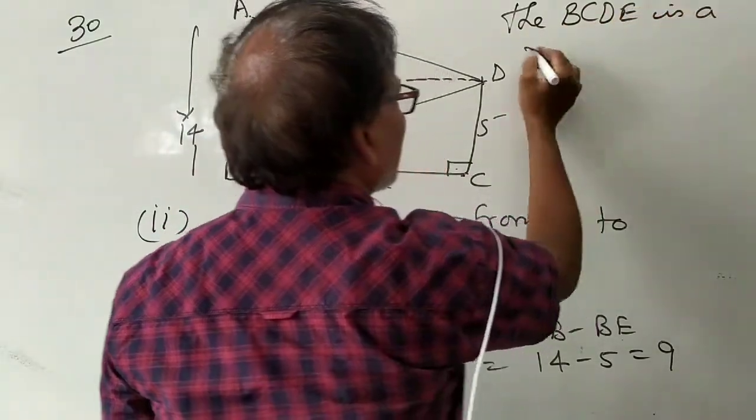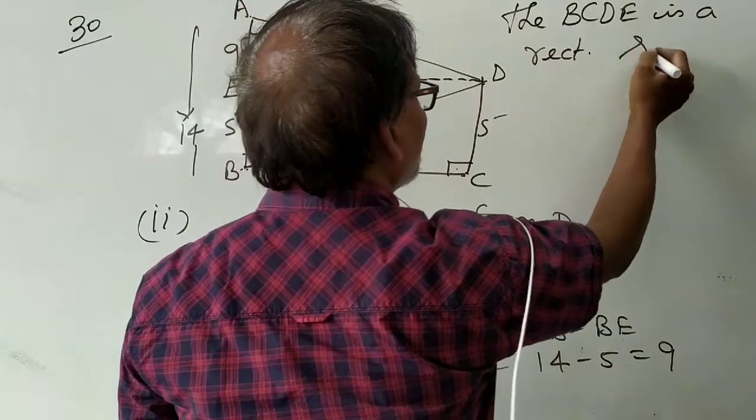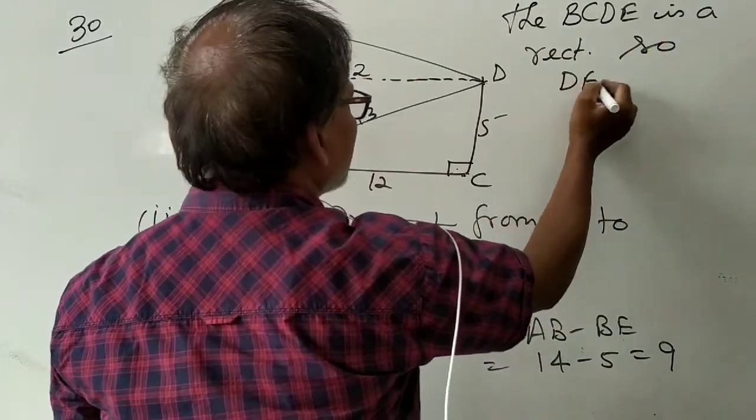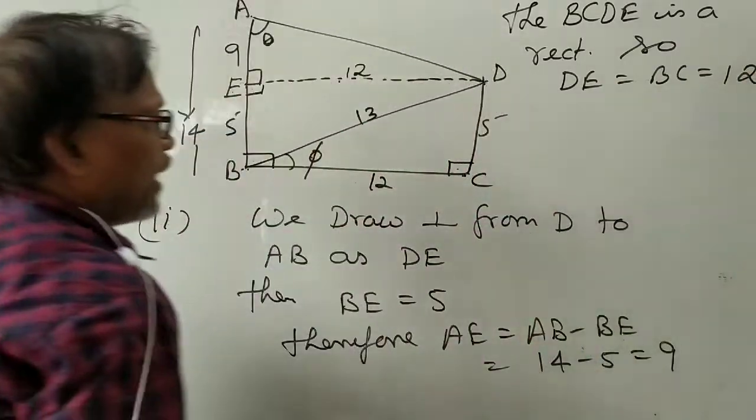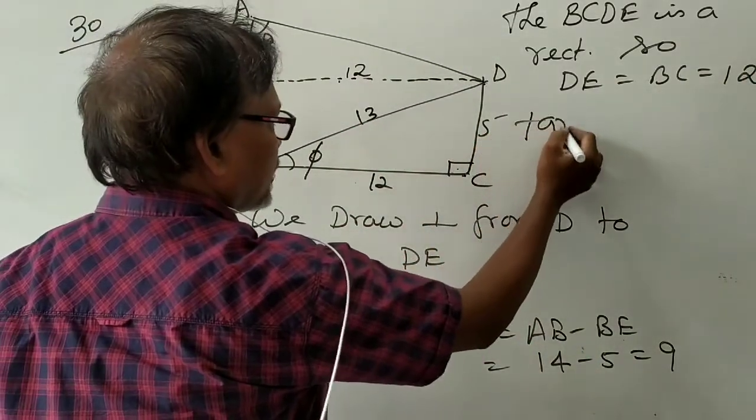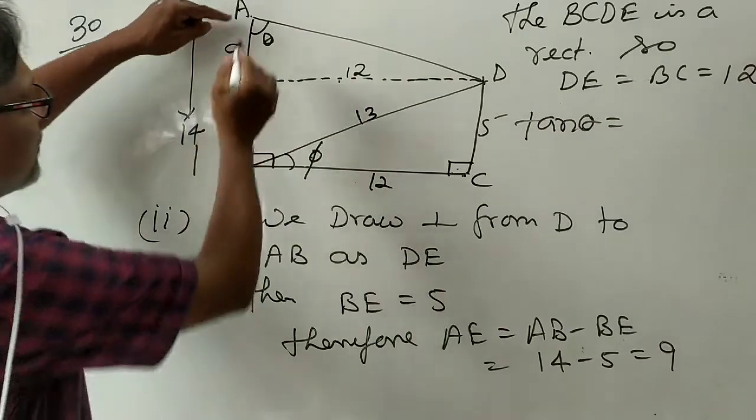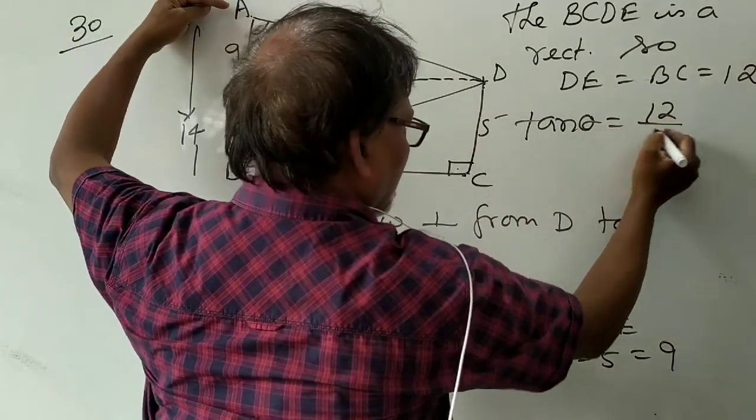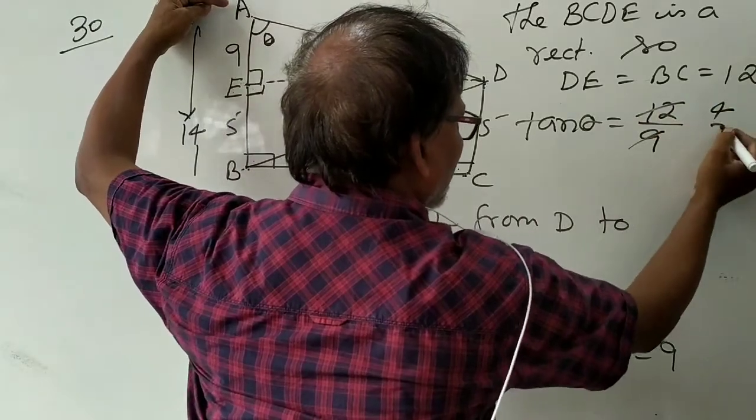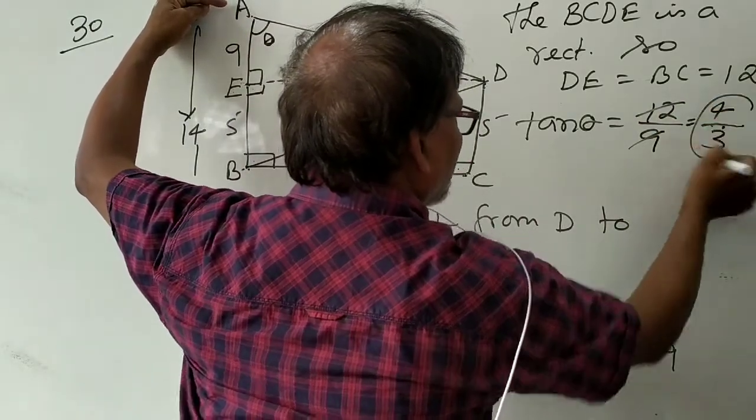BCDE is a rectangle, so DE is equal to BC is equal to 12, and then tan theta is equal to perpendicular upon base, 12 by 9, which means 4 by 3. This is the answer.